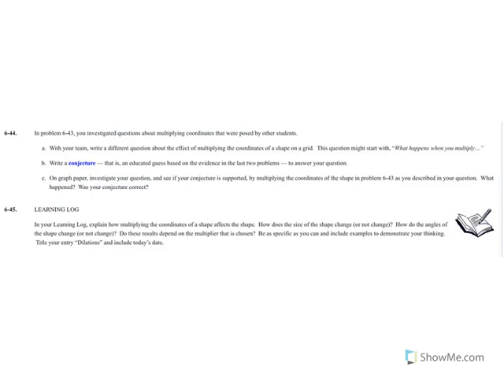Okay, the learning log says, in your learning log, explain how multiplying the coordinates of a shape affects the shape. How does the size of the shape change or not change? How do the angles of the shape change or not change? Do these results depend on the multiplier that is chosen? Be as specific as you can and include examples to demonstrate your thinking. Title the entry Dilations. So I'm going to kind of go through this with you guys. So title it Dilations.